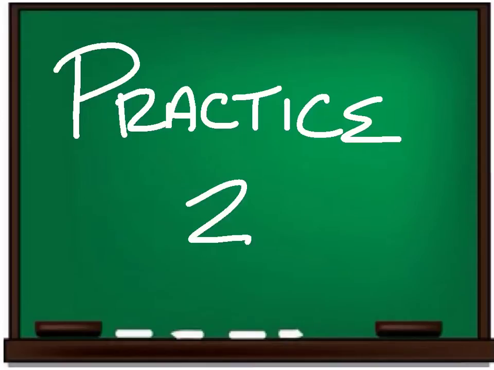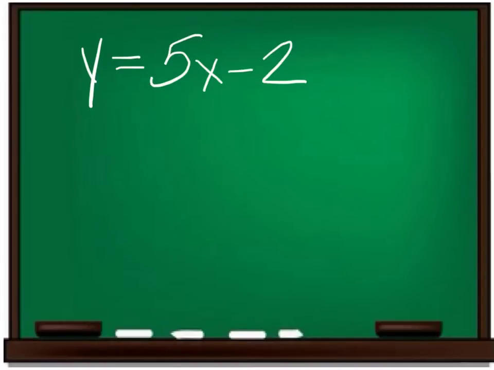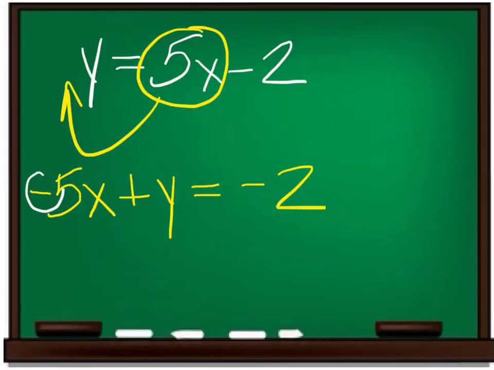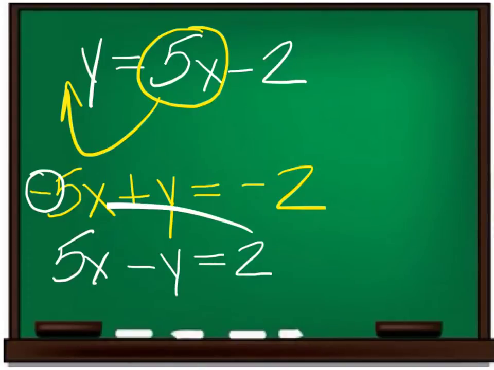Practice number 2. For the practice problem, you must move this over to the left-hand side, and it becomes negative 5x plus y equals negative 2. But you are not allowed to have a negative sign right there. So you change the sign of everything. 5x minus y equals 2.